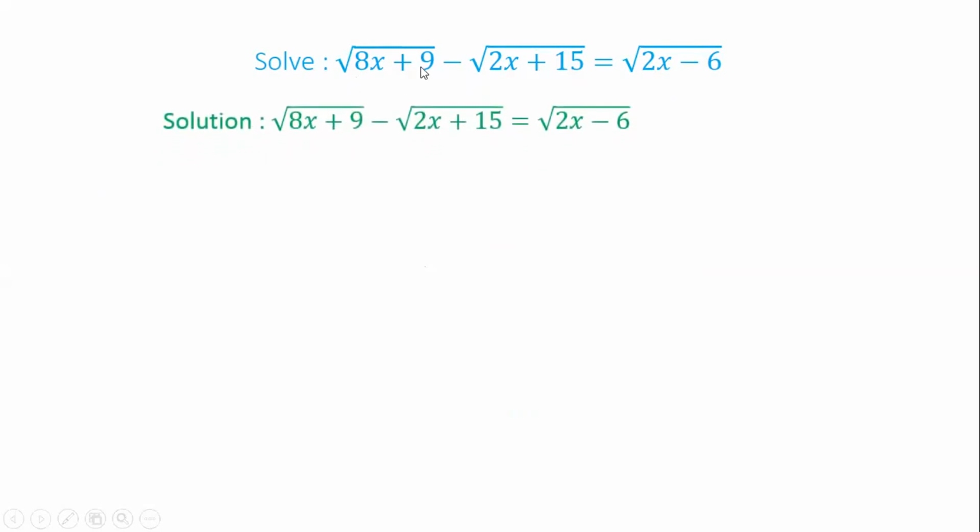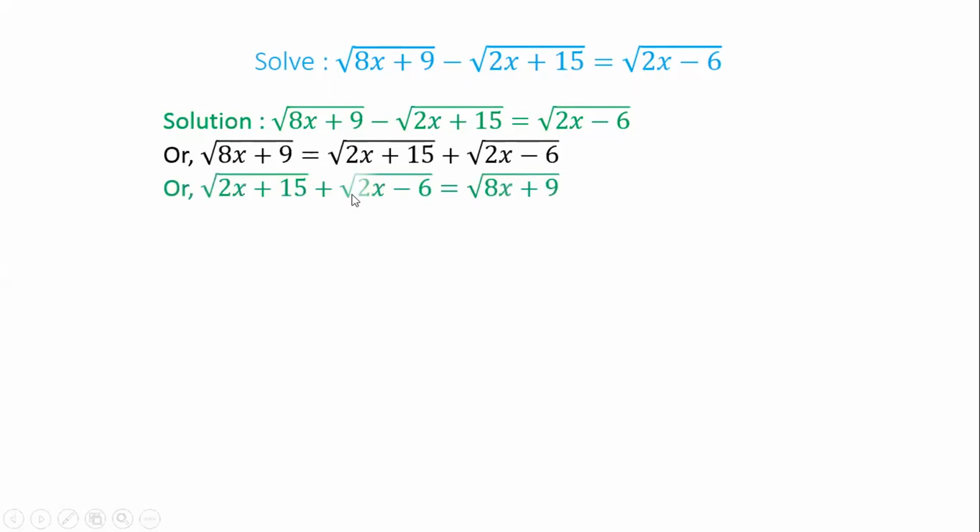At first, I write this problem: root over 8x plus 9 minus root over 2x plus 15 equal to root over 2x minus 6. If I change the side, then I get root over 8x plus 9 equal to root over 2x plus 15 plus root over 2x minus 6. Then we get this equation.